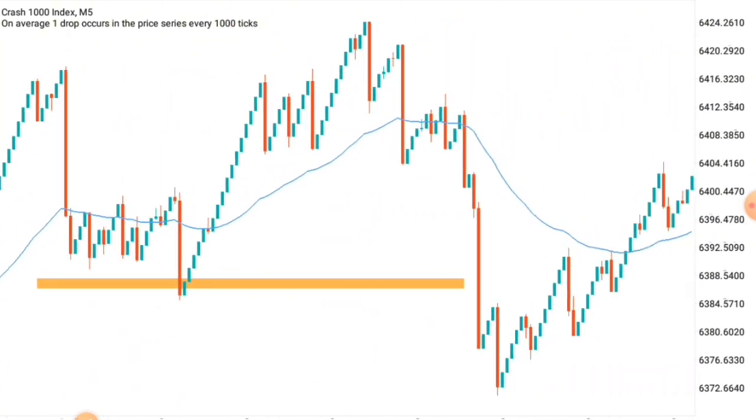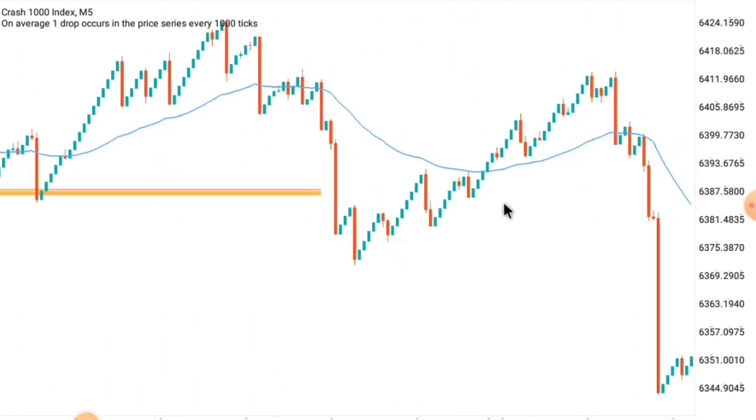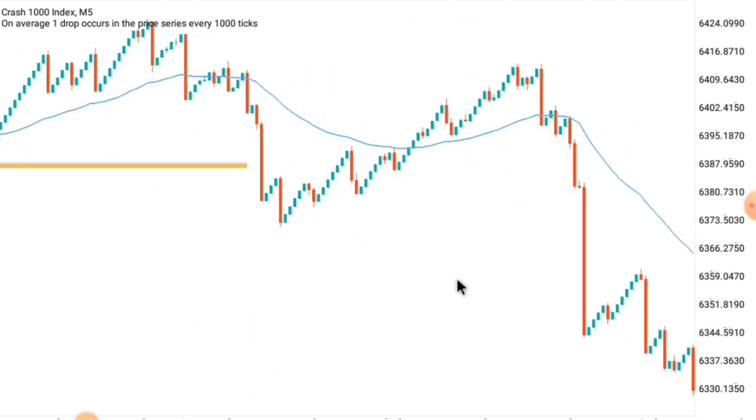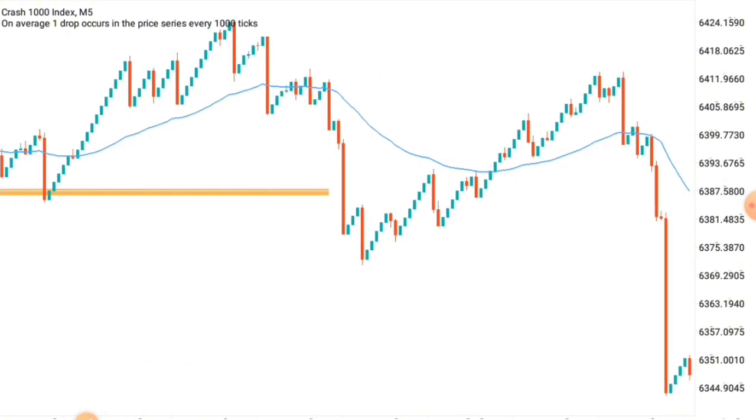Now look at it, guys. Look at the point where we are. Can you see? This is the point where you got your change of character. Price started going back, retracing. So how do you get your entry for this?